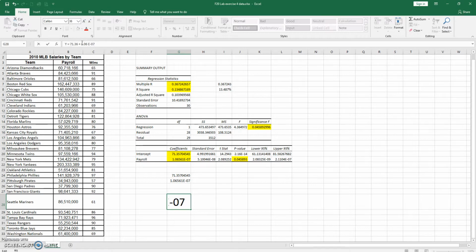So then we can use this estimated regression equation to determine any number of wins, y, given any payroll. Payroll is x, so we would type in maybe 100 million into the equation, and we would be able to determine what the estimated number of wins would be.